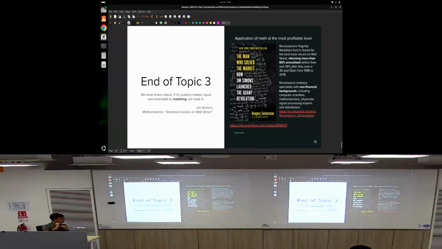So therefore, mathematical modeling is very powerful, and it can also be very profitable if you apply it correctly to tradable assets. So just to give you some hope, as well as give you some motivation why we learn mathematical modeling.